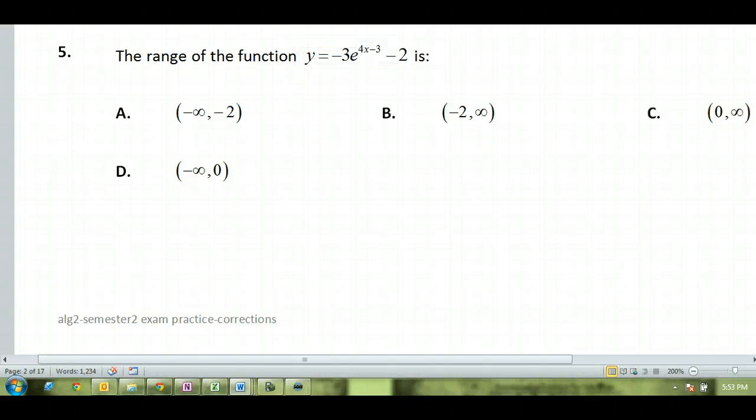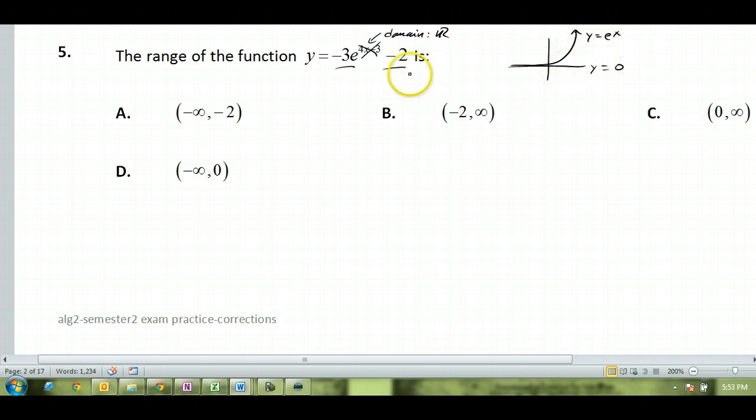Okay. Number 5, range. Range of this function. So, the range has nothing to do with this right here, right? This is about the domain, and actually the domain is all real numbers. We know that. Domain of an exponential is all real numbers. So the range is about this thing right here. Now, you know that the regular e to the x has an asymptote, right? This is y equals e to the x. It has an asymptote at y equals 0. And so the range is above the asymptote.